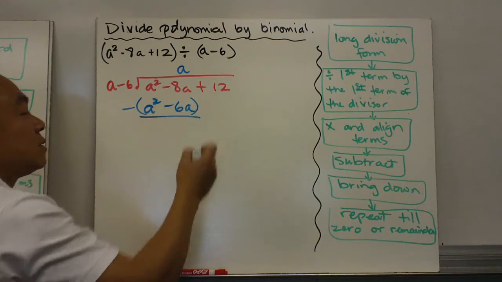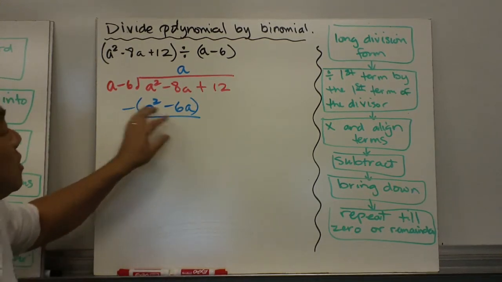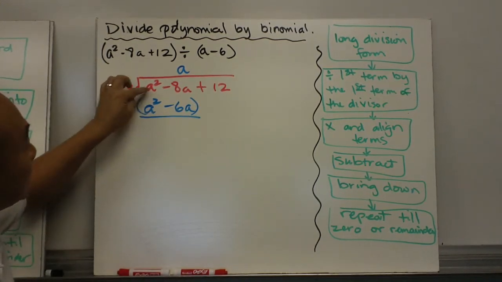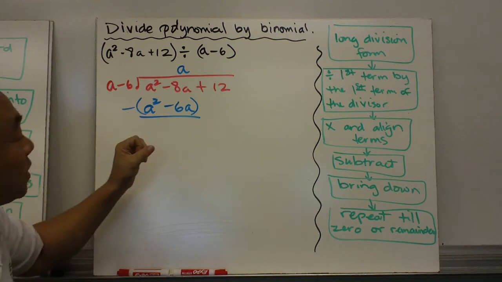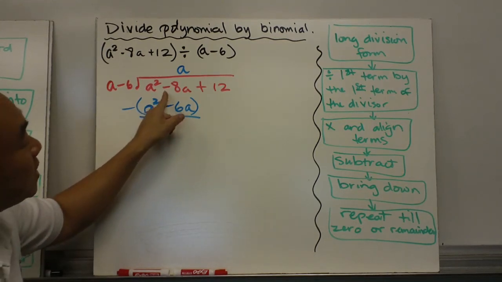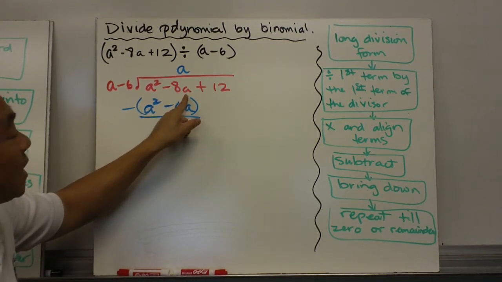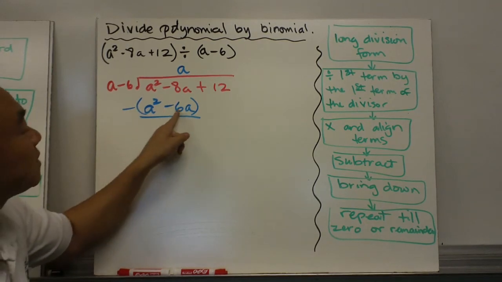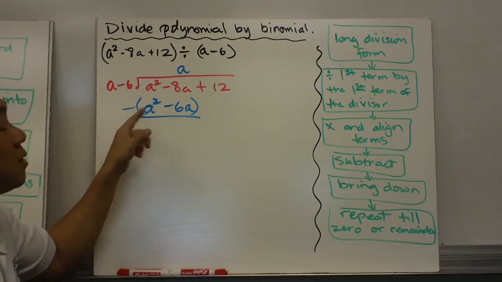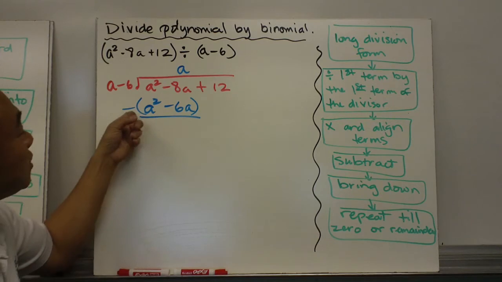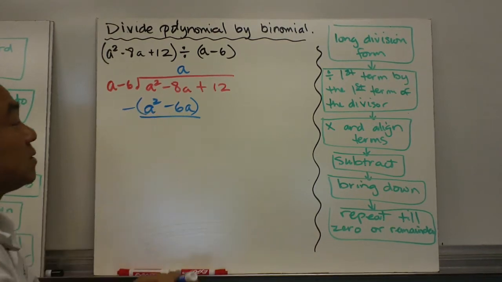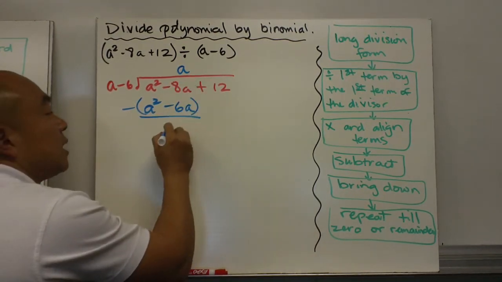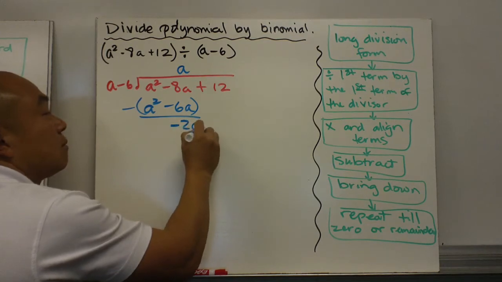Now remember, you are now subtracting not just one term, but 2. So here, a squared minus a squared gives me 0. But don't forget, here you are taking a negative 8a, or a minus 8a, and you are subtracting a negative 6a. So that in turn, if you use integer rules, you're actually adding 6a to this. So the answer comes out to be negative 2a.